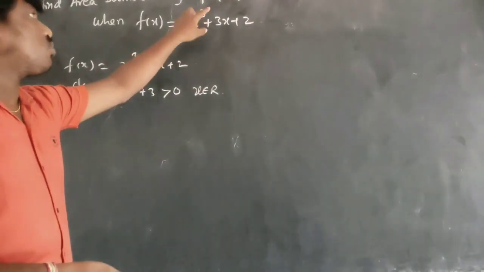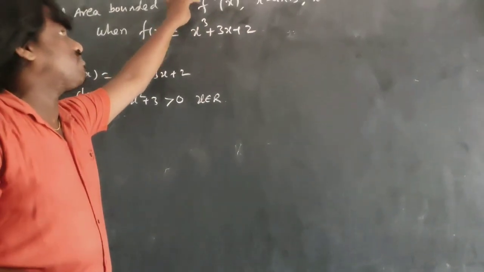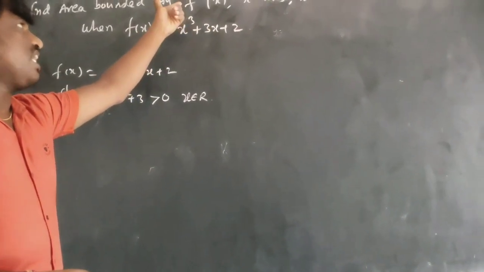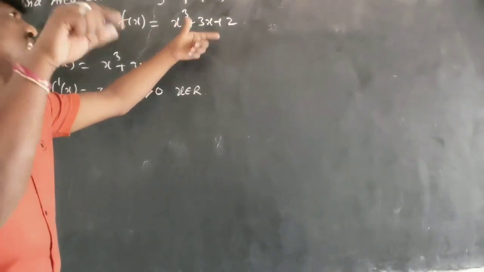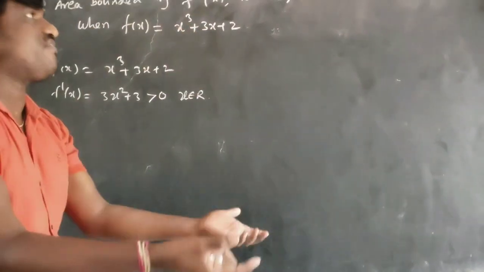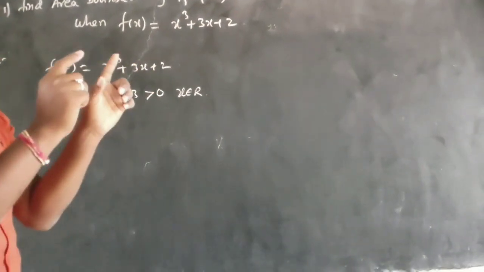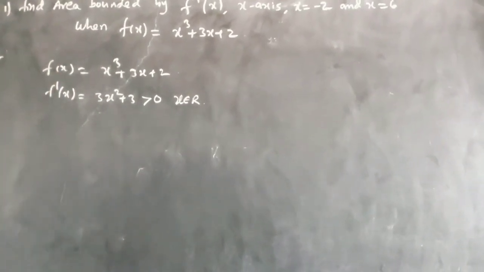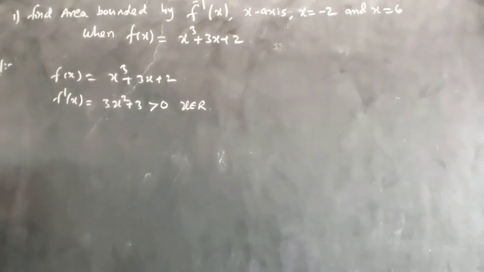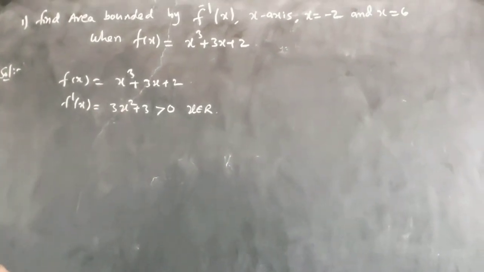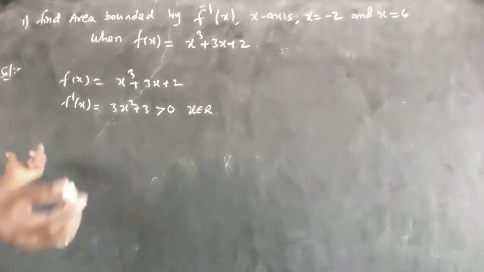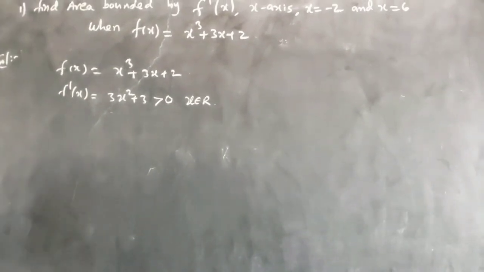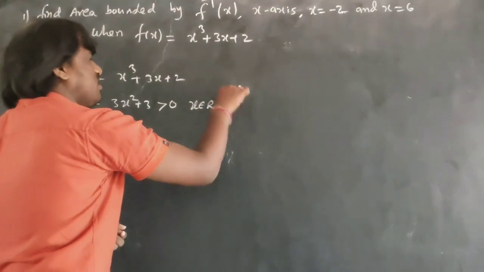So f of x is this function. An x cube function is very difficult to convert into an inverse. An x square function we can convert into an inverse, but converting this to an inverse function, making the graph of that and finding the area between them is difficult. So what we do here, we take the f of x function and differentiate it. If f dash of x is greater than 0, it is an increasing function. If it is less than 0, it is a decreasing function. You need to identify whether it is increasing or decreasing.